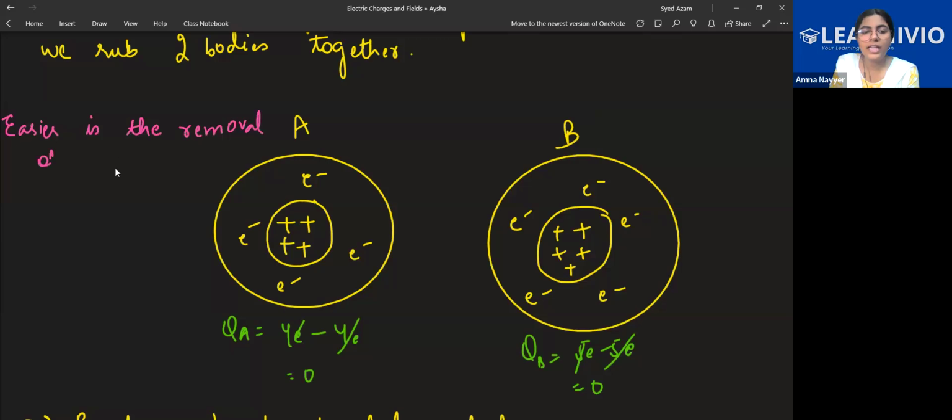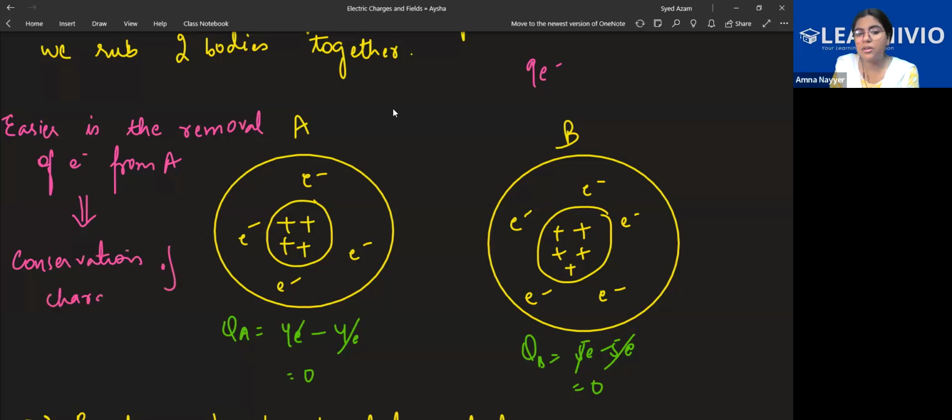Now, why does this happen? Because of conservation of charges. Initially 4 electrons are present, 5 electrons are present, total 9 electrons. Even if 1 electron goes from this body to this body, the total number of electrons will still be 9. In order to maintain the conservation of charges, this process occurs.